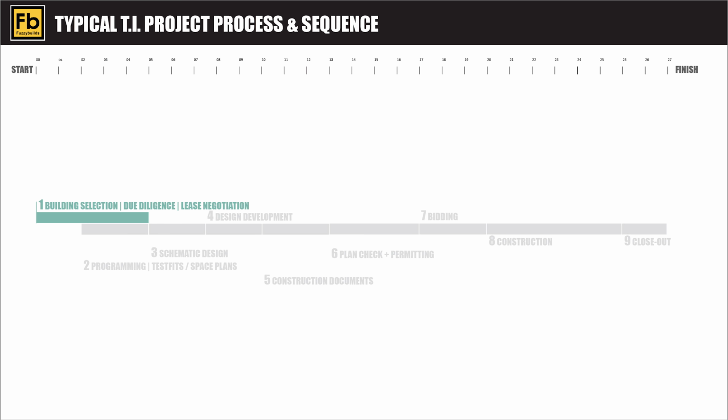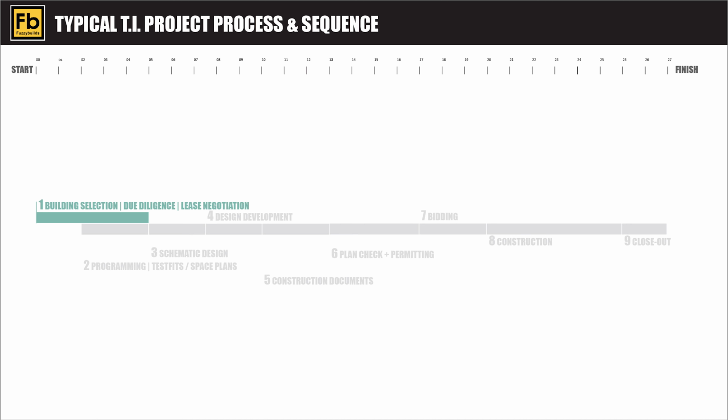This all starts with a client or a tenant looking for an office space, or perhaps their existing lease is running out and they're looking for options. They may stay put or they may move to a new location. During this phase, the involved players are usually the tenant, of course, the landlord, the brokers, sometimes the owner's rep or project manager.